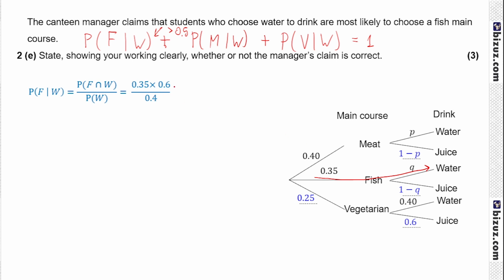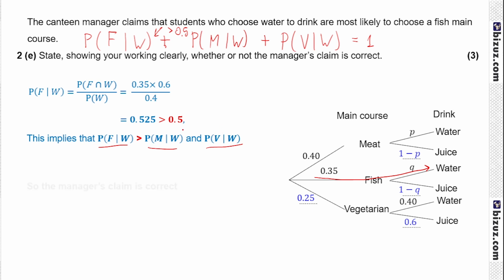So q is 0.6. We have already found that. And the probability of w, as we've seen before, is equal to 0.4. So this turns out to be 0.525. And that is clearly greater than 0.5, as we expected and were aiming for. So given that this is greater than 0.5, as we have already talked about, this implies that this is the largest. This is larger than the probability of m given w and also larger than the probability of v given w. So this supports the manager's claim. The manager's claim is correct.